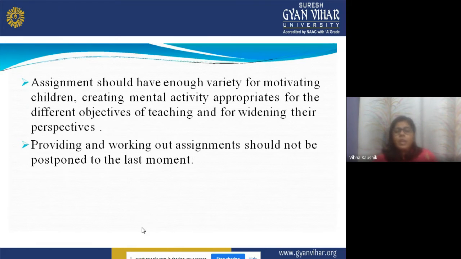Assignments should have enough variety for motivating children, which means they should motivate the learners. They should create mental activity appropriate for the different objectives of teaching and for widening their perspective. Providing and working out assignments should not be postponed to the last moment.